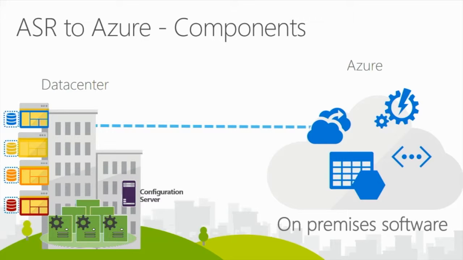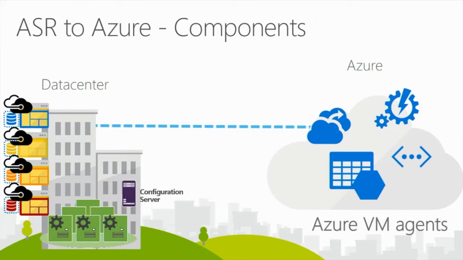Now, on our guests, there's no ASR agents that we need to install, but we need to install the Azure VM agent onto our guest virtual machines. There's two reasons we need to do that. When we fail the virtual machine over to Azure, if the VM agent's installed, then our virtual machine starts up about 3 times more quickly, so we get there faster.